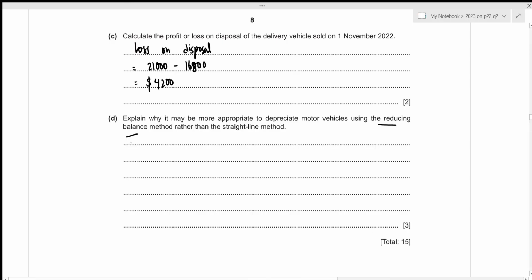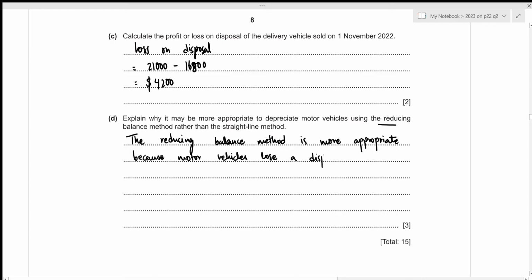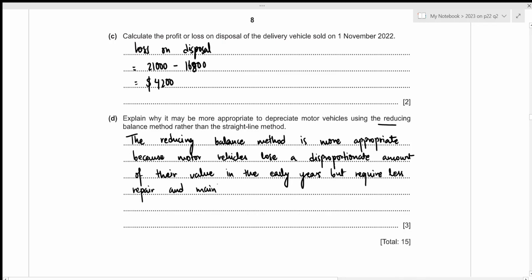Let's write it down. The reducing balance method is more appropriate because motor vehicles lose a disproportionate amount of the value in the early years but require less repair and maintenance, which complies with the matching concept.